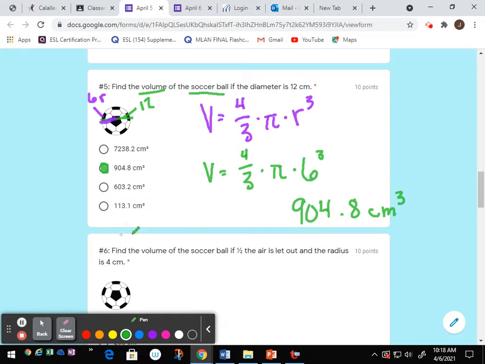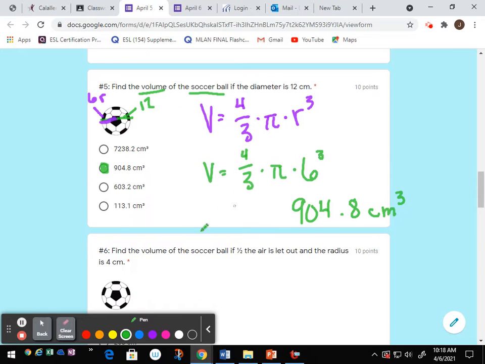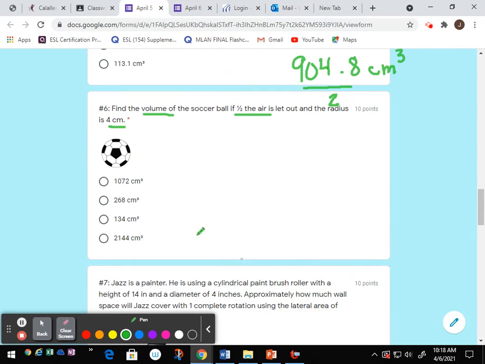All right, we're not going to do number 6, but just know number 6 is the same steps as number 5. Just know our radius is a little different here. For number 6, it says we want to find the volume if half the air is let out. So if we wanted to find just half of the air in question number 5, we would take this answer, and at the end we would divide it by 2. So when you go over number 6, that's what you're doing. You're taking your final answer and dividing by 2, because we only want half of this shape. We don't want the bottom half of this.